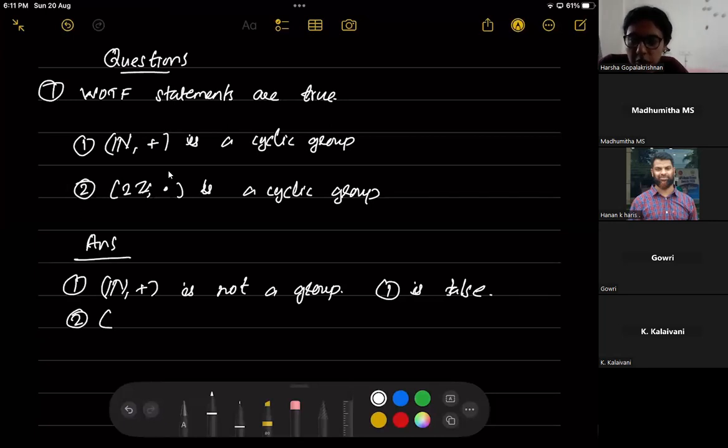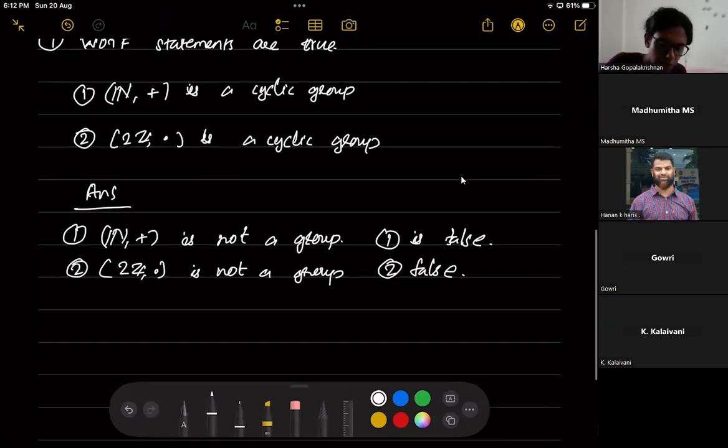So we now need to check about cyclic condition and all. It is not a group. So 2Z under multiplication is not a group. So the second one is also false. So we got both the statements are false. Okay. Any doubt in this question? Anyone? Doubt? Okay. If you don't have any doubt, let's go to the next problem.